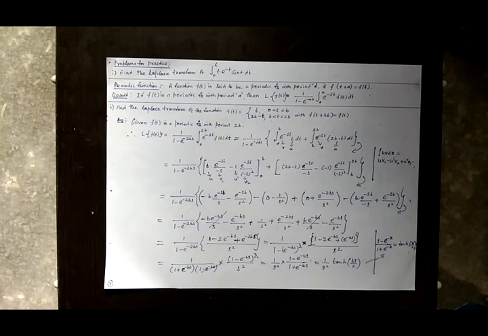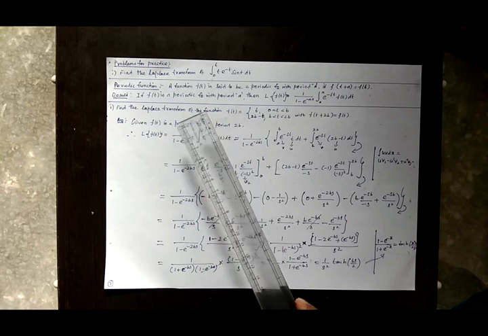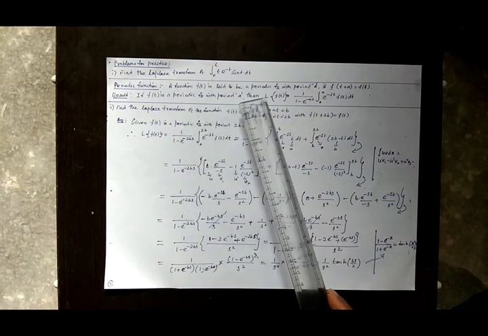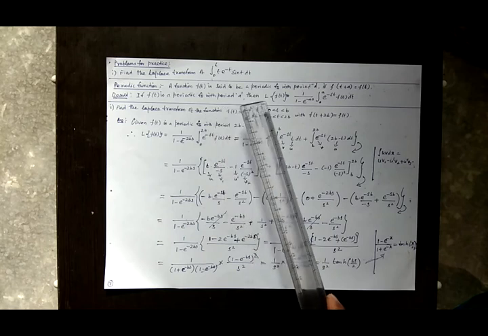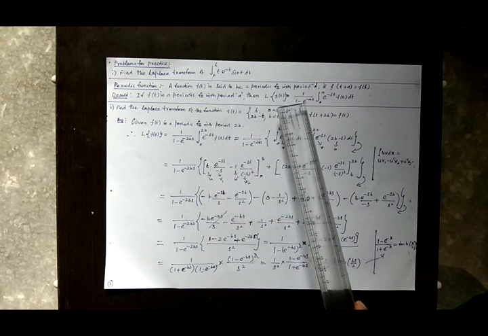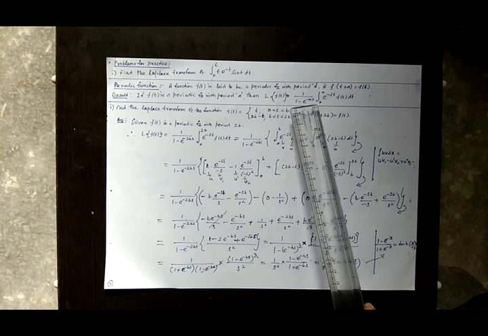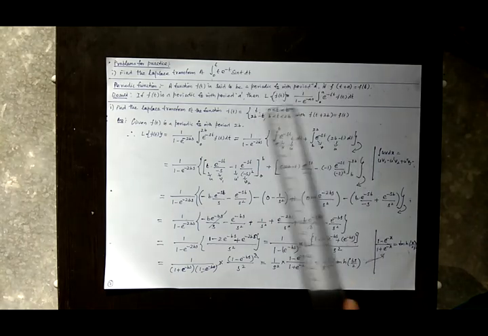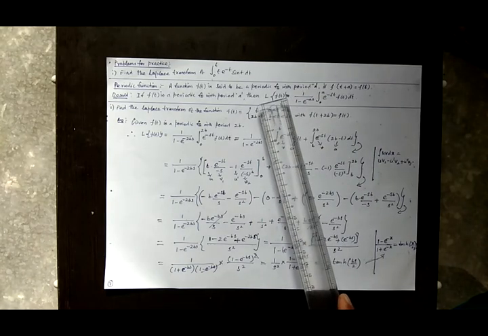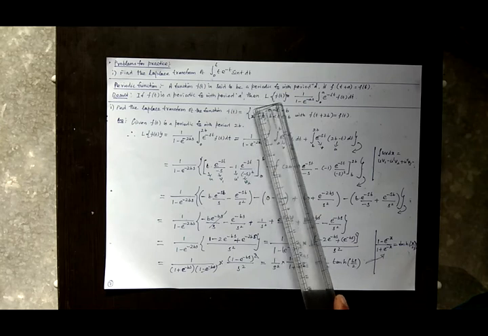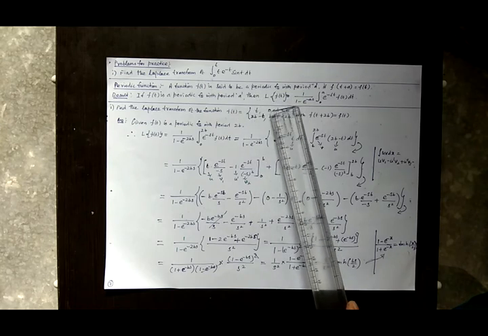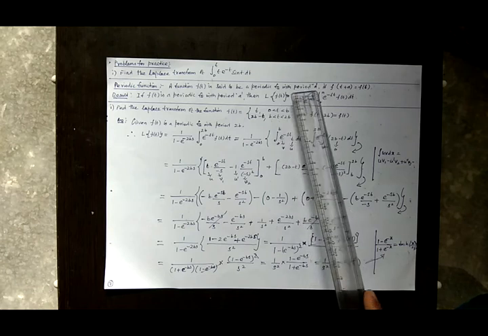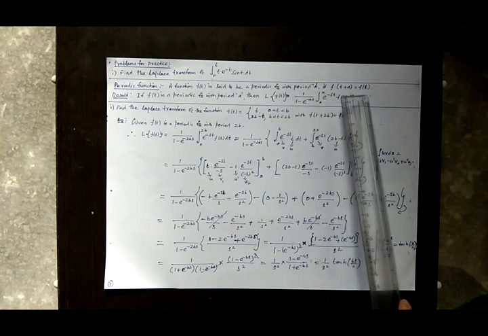The Laplace transform for a periodic function is different from that of other functions. Whenever f of t is a periodic function with period a, one result gives the Laplace transform of that kind of periodic function. It states that L of f of t equals 1 by 1 minus e power minus as, times integral 0 to a of e power minus st f of t dt. This is a very important result. Whenever f of t is a periodic function with period a, its Laplace transform will be this: 1 by 1 minus e power minus as, times integral 0 to a of e power minus st f of t dt.